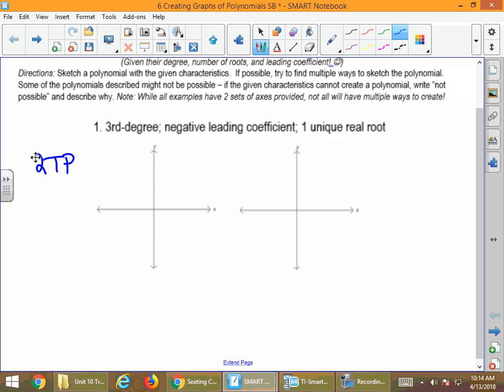Secondly, it says negative leading coefficient. That means when we finish drawing the graph, to the far right of our picture we're going to be going downward towards negative infinity, which you're looking at on your graph. That's going to determine the negative leading coefficient. And then we have one unique real root. Our roots are where the graph crosses the x-axis. So let's draw a picture with two turning points and crosses just once here.